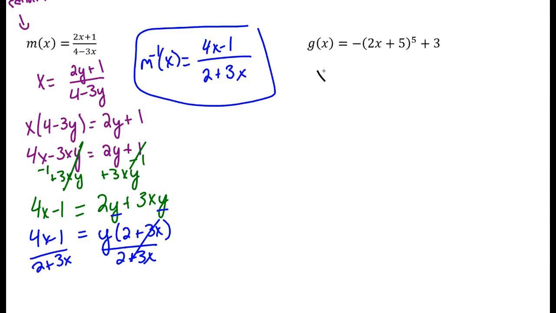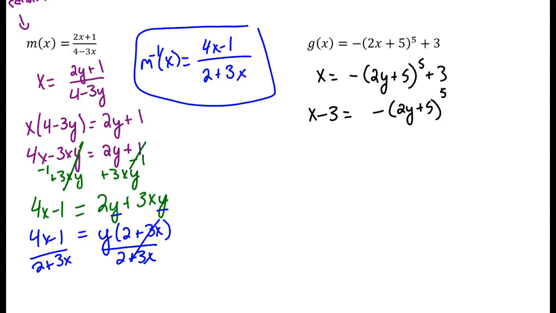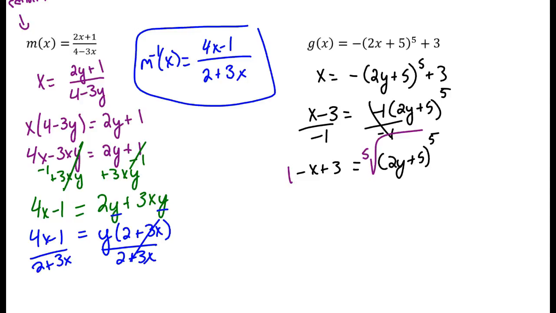Well, to find the inverse, we switch x and y. Subtract 3. I can't take the 5th root yet because I need to deal with that negative 1, which is really a times negative 1. So I'm going to divide everyone by negative 1. x divided by negative 1 is negative x. Negative 3 divided by negative 1 is positive 3. Remember, negative 1 is a sign changer. How do I get rid of a fifth power? Well, I take the fifth root. So the fifth root of negative x plus 3 is 2y plus 5.